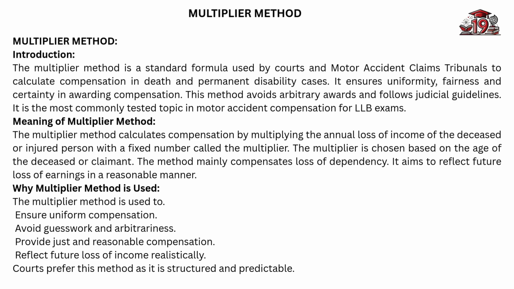Meaning of multiplier method. The multiplier method calculates compensation by multiplying the annual loss of income of the deceased or injured person with a fixed number called the multiplier. The multiplier is chosen based on the age of the deceased or claimant. The method mainly compensates loss of dependency. It aims to reflect future loss of earnings in a reasonable manner.